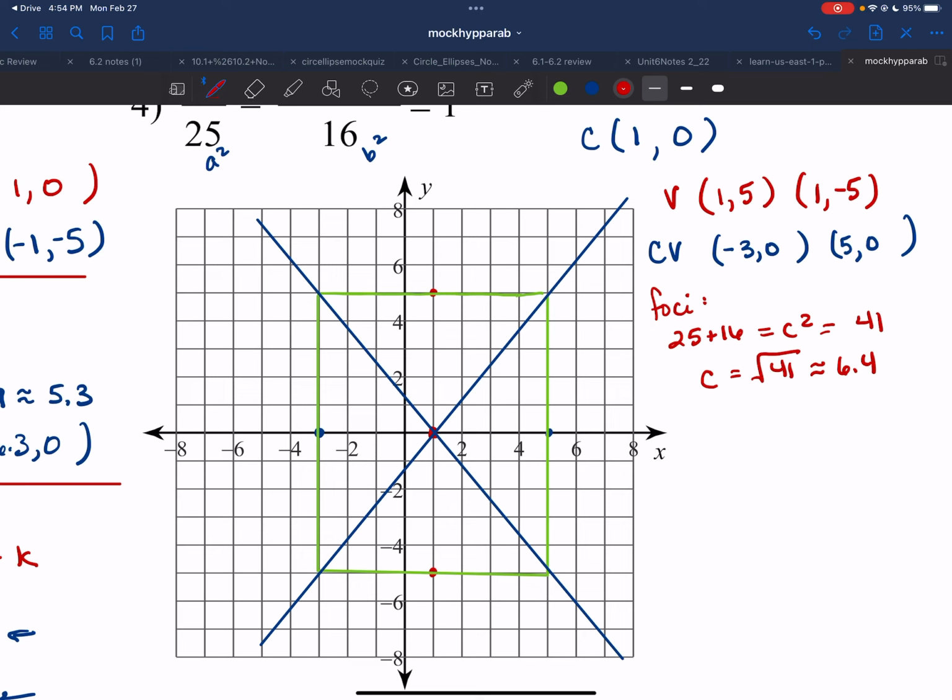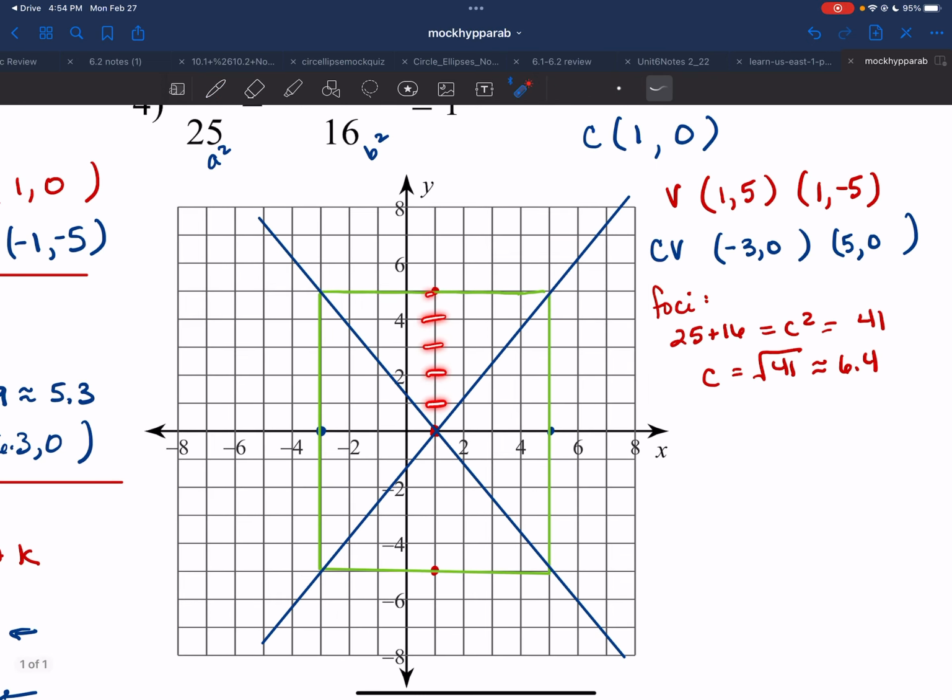So in the direction of where my graph is, I'm going to go away from my center. So I'm going to count 1, 2, 3, 4, 5, 6, and then a quarter. So I'm going to be like right about, or 0.4. I'm going to be right about there. And then my focus on the other side is going to count 1, 2, 3, 4, 5, 6, and 0.4. So those would be my foci. And so let's look at my actual coordinates for that. So they're both at x equals 1, and then that's going to be 6.4, and that's going to be -6.4.